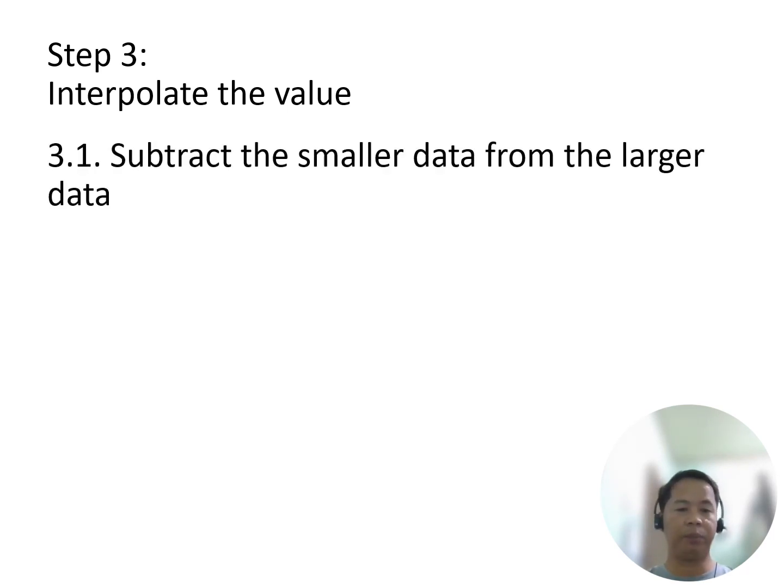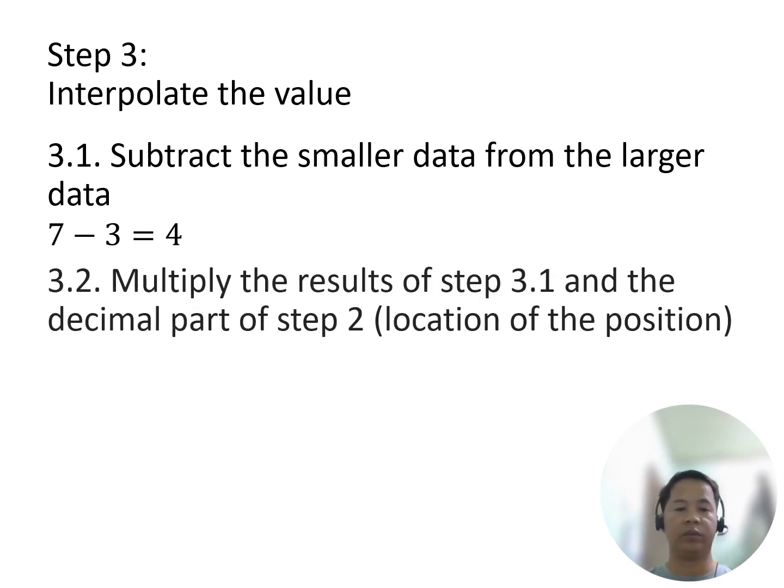So let's have step 3.1. Subtract the smaller data from the larger data. And the smaller data is 3 and the larger data is 7. Therefore, 7 minus 3 is equal to 4.